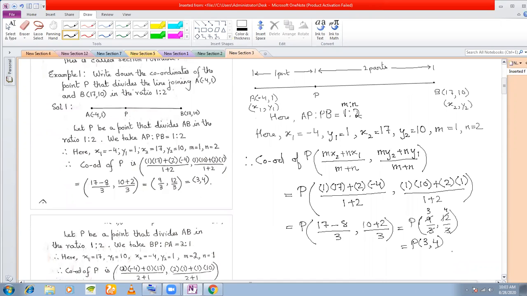Any question here in this example that I have worked out? You have to remember this formula. There is no other option. Tell me. Any questions you have? No, sir. As far as this example is concerned? No, sir.